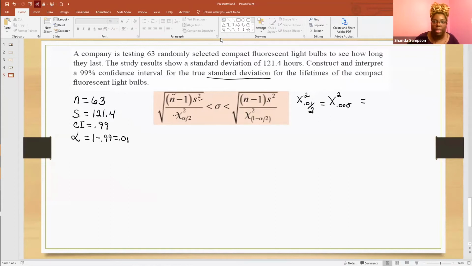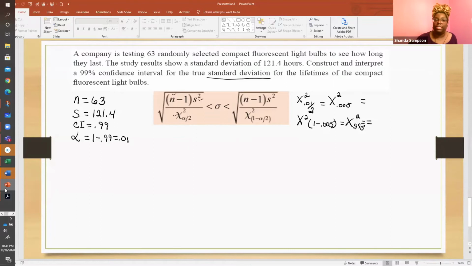I'll give that in a minute. And we might as well do the same thing here. Chi-squared is going to be 1 minus 0.005, so here we're looking for chi-squared equal to 1 minus 0.005, or 0.995. Let's switch over to our chi-square table. Our degrees of freedom, well, if N is 63, then our degrees of freedom is 62.